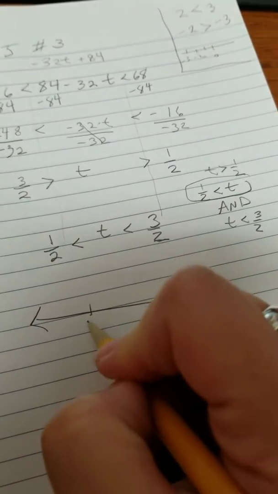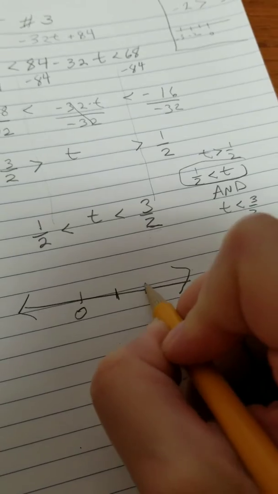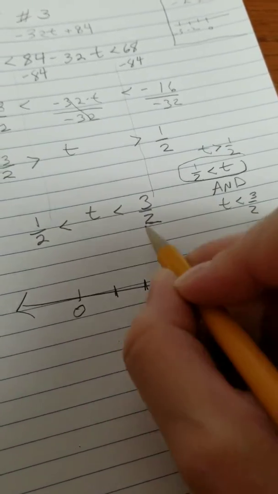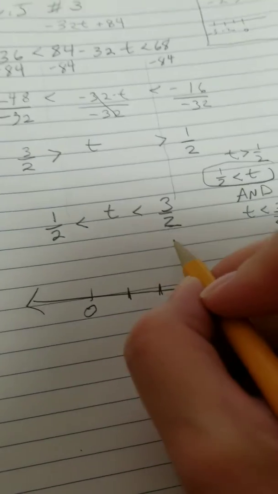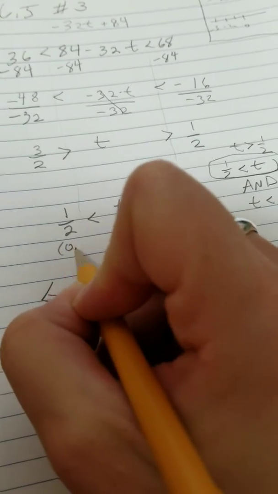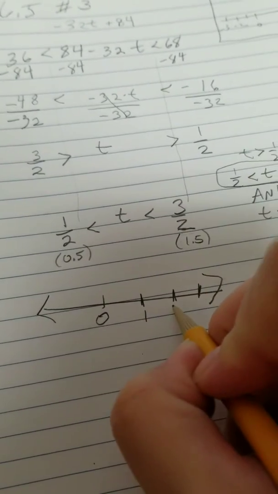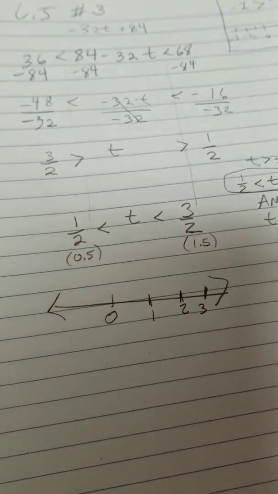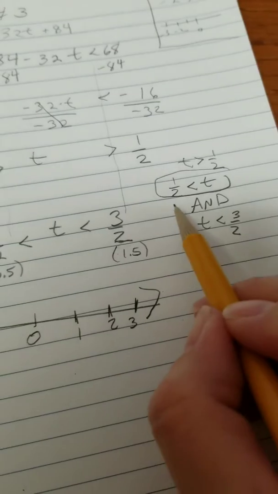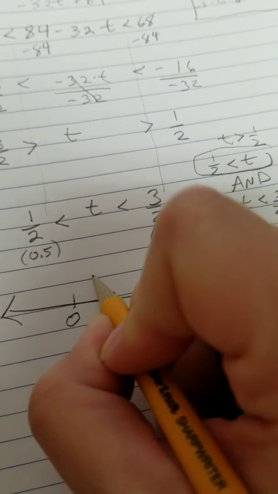So essentially when you're looking, I always like to put 0 on there. We have 1, 2, 3. 3/2 is 1.5 as a decimal, and this is 0.5 as a decimal. It helps kind of look at that. So 1, 2, 3, just for good measure. So if we were to look at t is greater than 1/2, 1/2 is about right here.